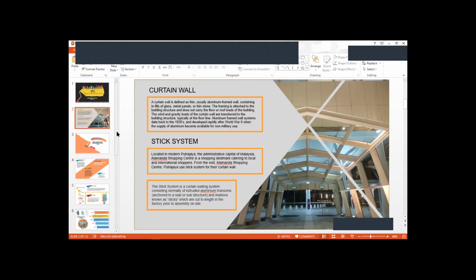transoms that are anchored to a slab or substructure, whereas the mullions are known as sticks, which are cut to length in the factory prior to assembly on the site.